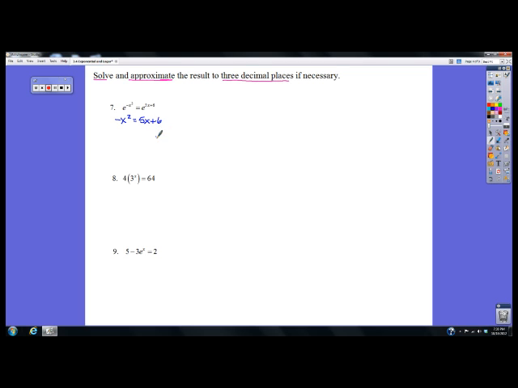Now all I need to do is solve that. That's just a simple quadratic equation. I need to get everything on one side of the equal sign, making sure that your x squared is positive. Go from there, just factor (x + 2)(x + 3), solve for 0, and you're going to get negative 2 and negative 3.